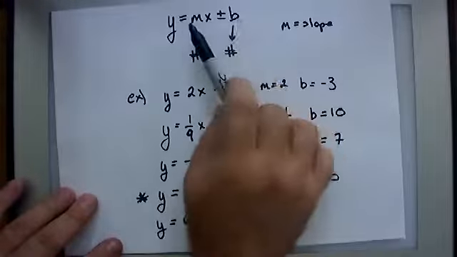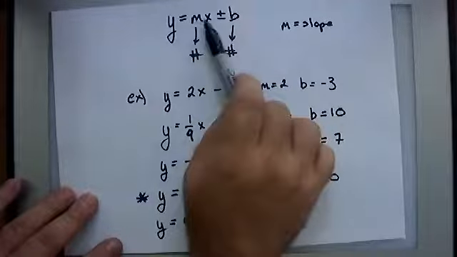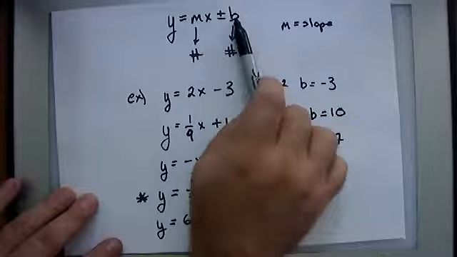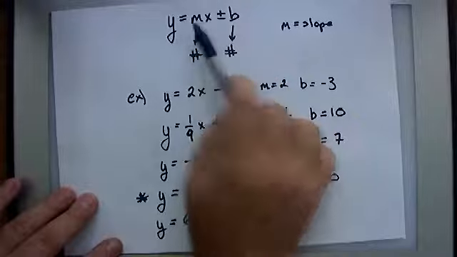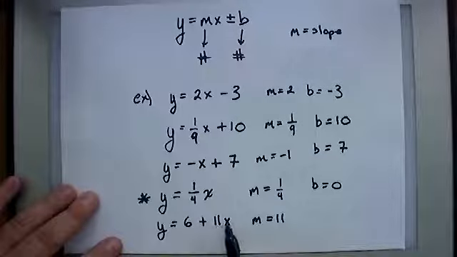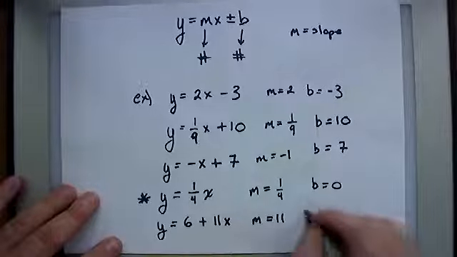So it's not about the order. It's not necessarily mx and then b. It's something x and then another number. The other number is always b. The something with the x is always the m. So down here, the something next to the x, the constant 11 next to the variable x, means the m is 11 and the b is 6.